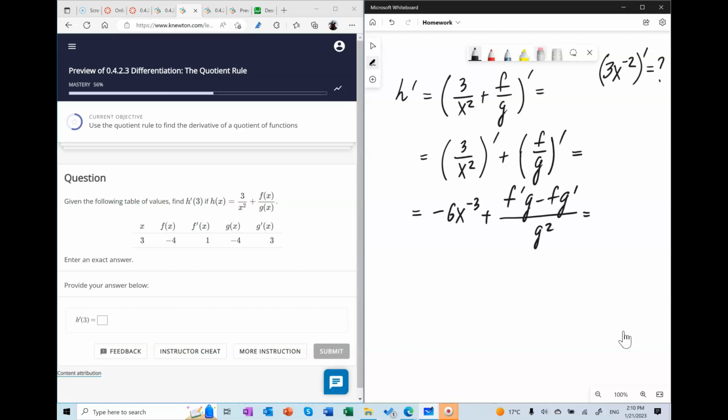So evaluating everything at 3 means we plug in 3 in there, and f prime of 3 is 1, g of 3 is negative 4, f of 3 is negative 4, and g prime of 3 is 3. And we divide all that by g at 3 squared.